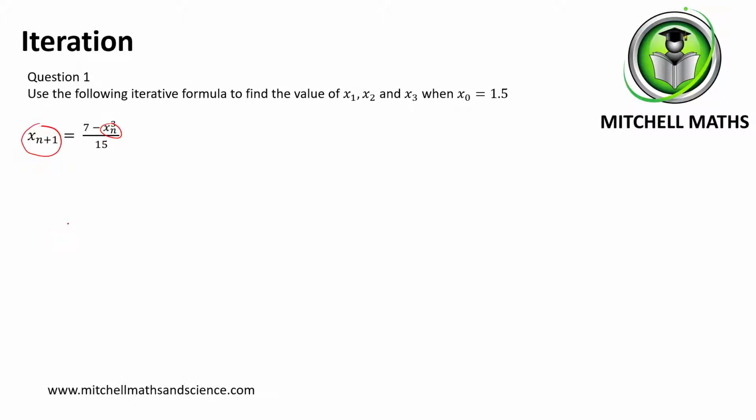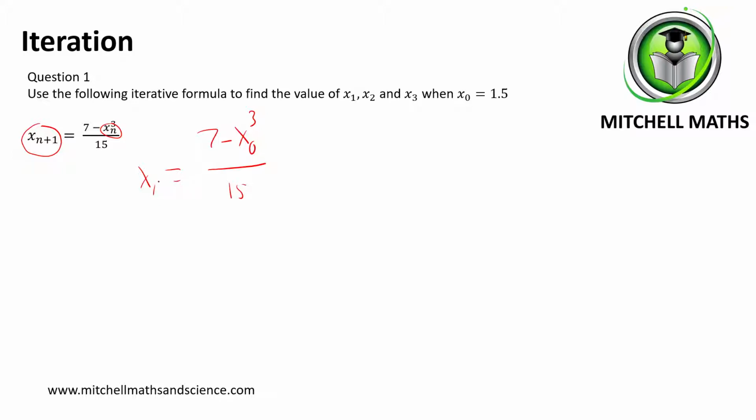So for example, if you have x(n+1) equals 7 minus xn cubed over 15. Well, if n is 0, then n plus 1 will be x1.